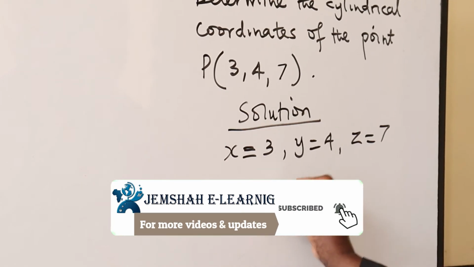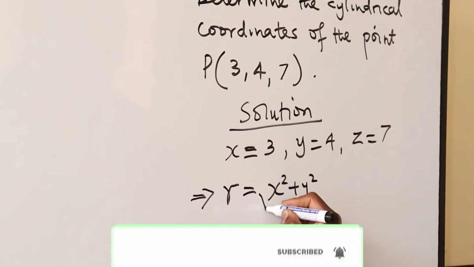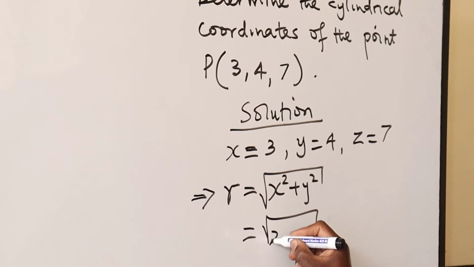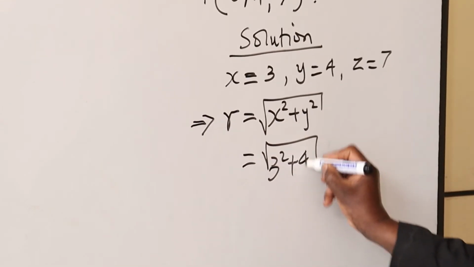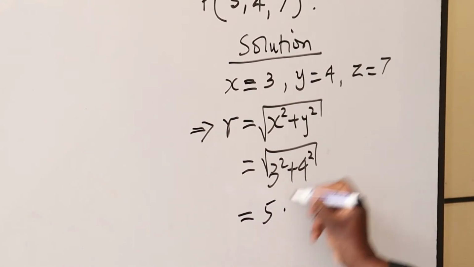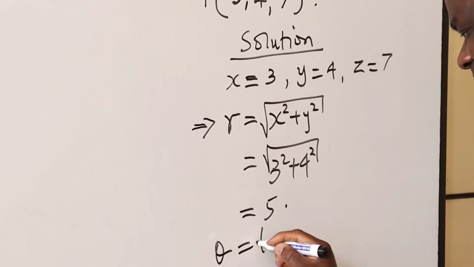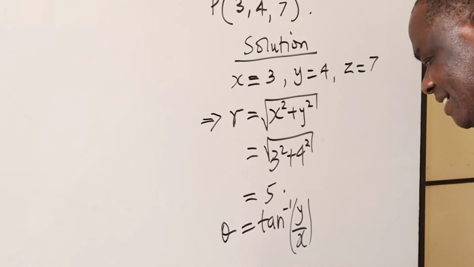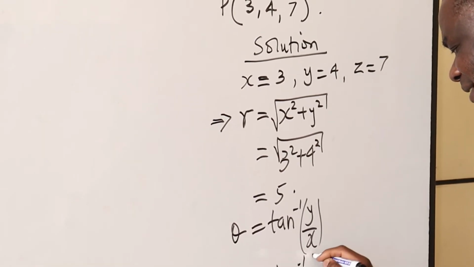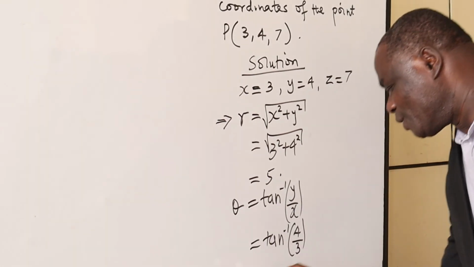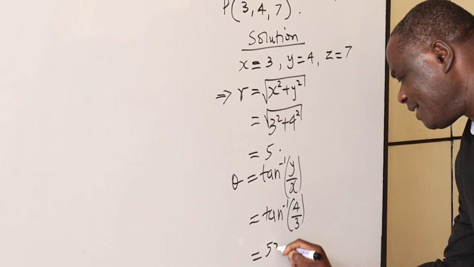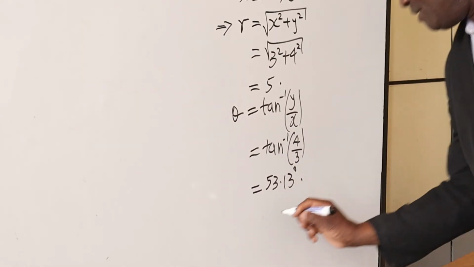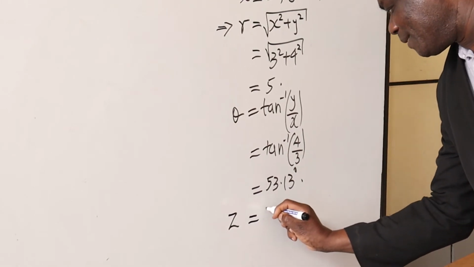r will be given by the square root of x squared plus y squared, which is the square root of 3 squared plus 4 squared, which is equal to 5. Theta will be tan inverse of y over x, which gives tan inverse of 4 over 3, which is equal to 53.13 degrees. Z will just be equal to 7.